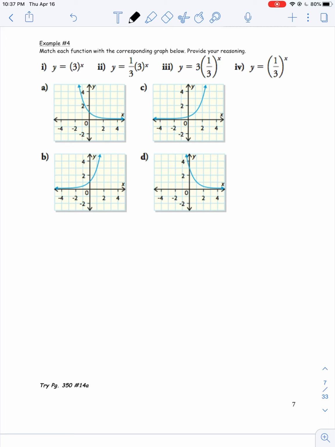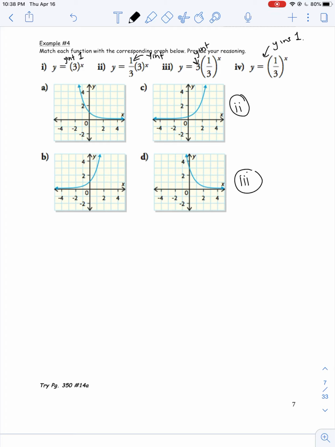So what can help us is the y-intercept. This is the y-intercept, the value in front of your base. So the y-intercept here is 1, and the y-intercept here is 1. So we'll leave that to the end. But for 2 and 3, we can look at the y-intercept being a third. So the y-intercept of a third looks like it's C, letter C. So that has to be 2 then. And then the y-intercept of 3 looks like it's D. So that would be 3.